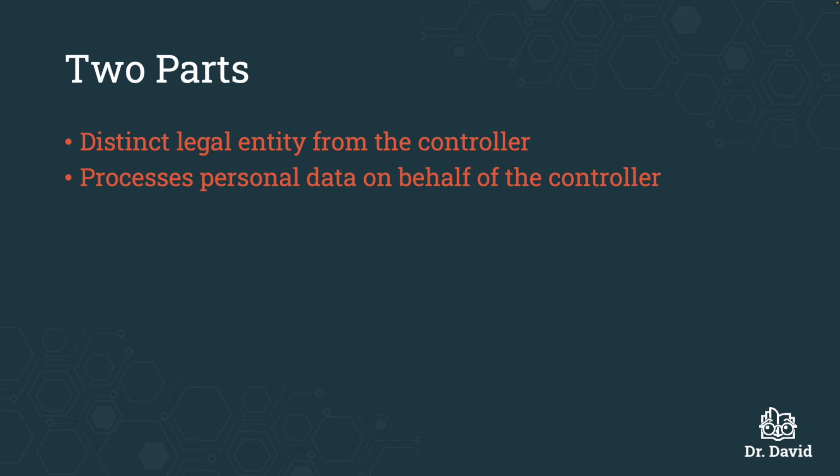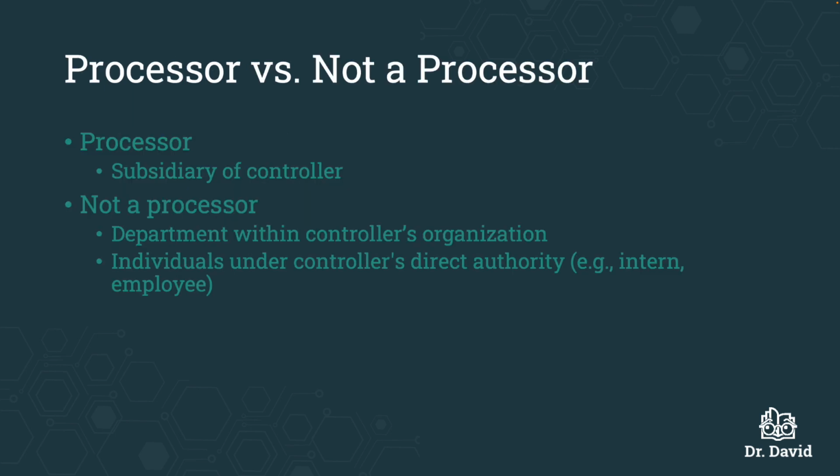So there are two parts to this definition. The first part is that the processor is a distinct legal entity from the controller, and again that the processor processes personal data on behalf of the controller. And so under what conditions might a processor be a processor and might it not be a processor? Well, a processor can be a subsidiary of a controller. A processor, however, cannot be a department within the controller's organization. And as we've already seen, it also cannot be an individual under the controller's direct authority. So an intern or other employee, someone who is designated by the controller to actually do the technical processing, that person is not a processor. It is just a person within the organization that is operating on the organization's behalf, and therefore that is the controller. Again, that person represents their organization.